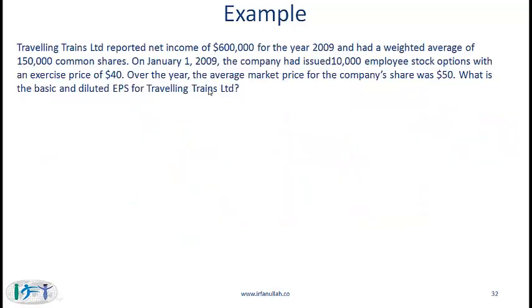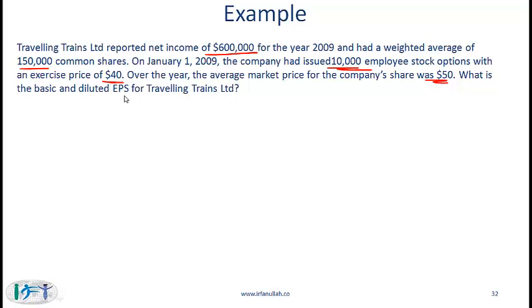Now let's consider an example which involves employee stock options. Net income is 600,000. Weighted average number of shares is now 150,000. The company had issued 10,000 employee stock options with an exercise price of 40. Over the year, the average market price for the share was 50. What is the basic and diluted EPS for Travelling Trains Limited?